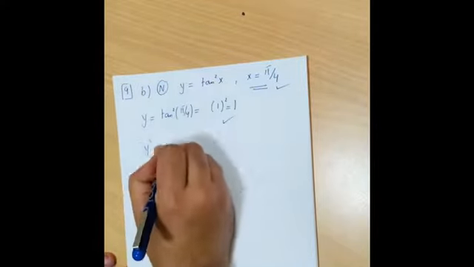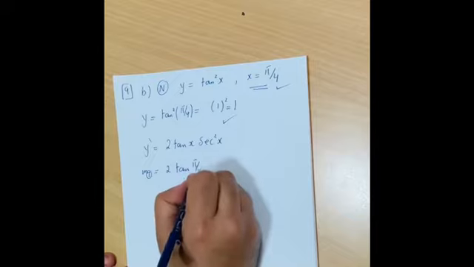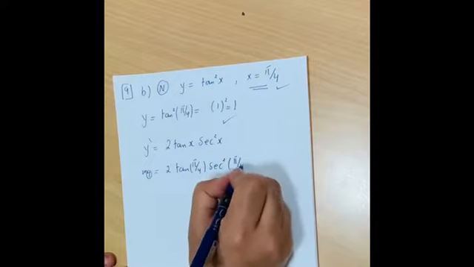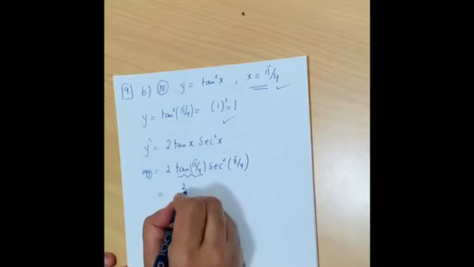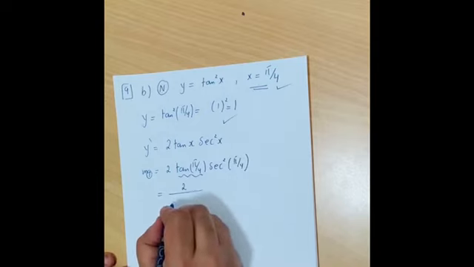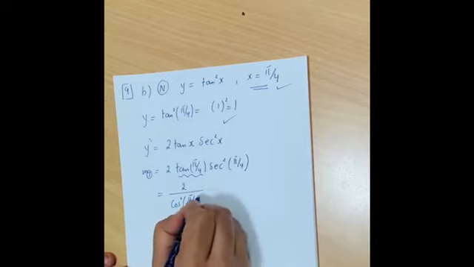Move the 2 before the tan, so it's 2 tan power of 1, and differentiation of tan is sec squared x. Gradient of the tangent by replacing pi over 4: 2 tan pi over 4 sec squared of pi over 4. Tan pi over 4 is equal to 2. How are you going to write sec squared in the calculator? You're supposed to write it as the reciprocal, which is cosine squared pi over 4.